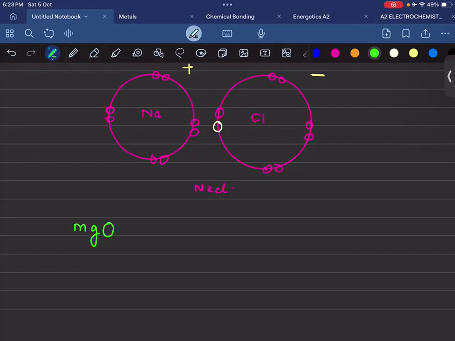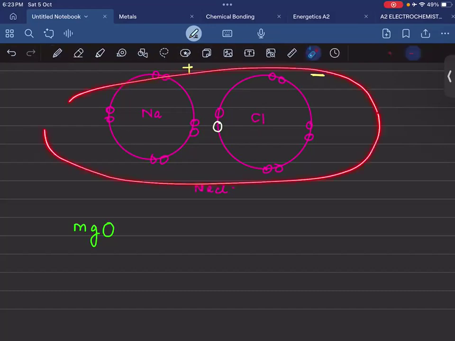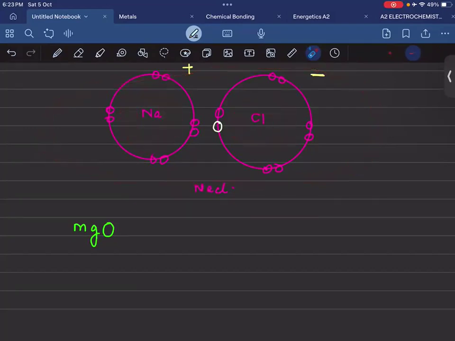You are supposed to identify by yourself how many valence electrons magnesium has and how many valence electrons oxygen has. So start. You are supposed to only draw the outer electrons, the outer shell. You're not supposed to draw inner electrons, so do not waste your time drawing the inner shells. Okay, start. It's 2,6.